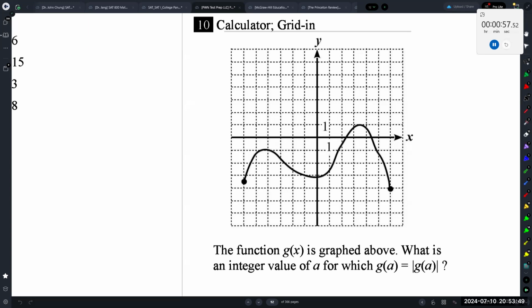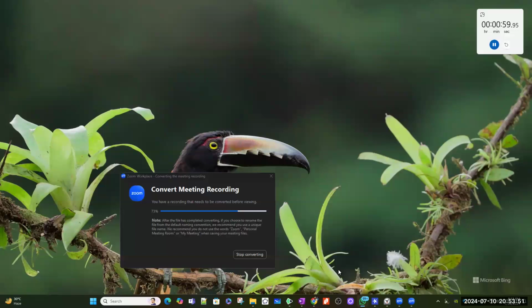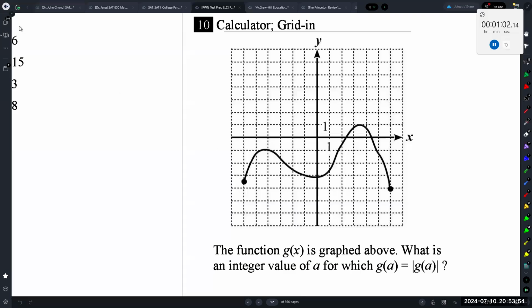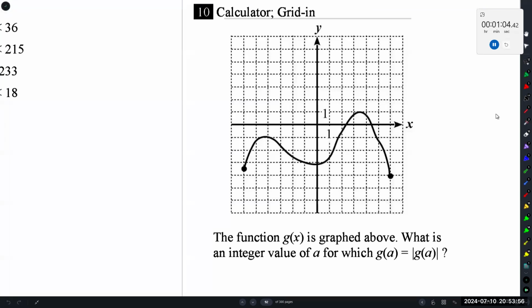Okay, we have Murtaza back. Oh, Allah. G, what's the answer?